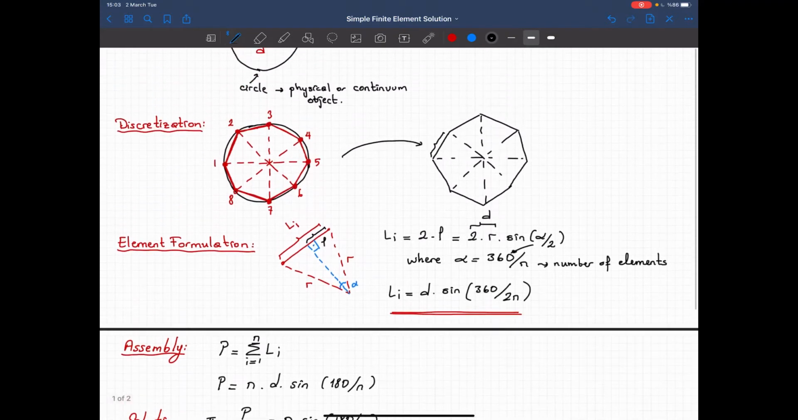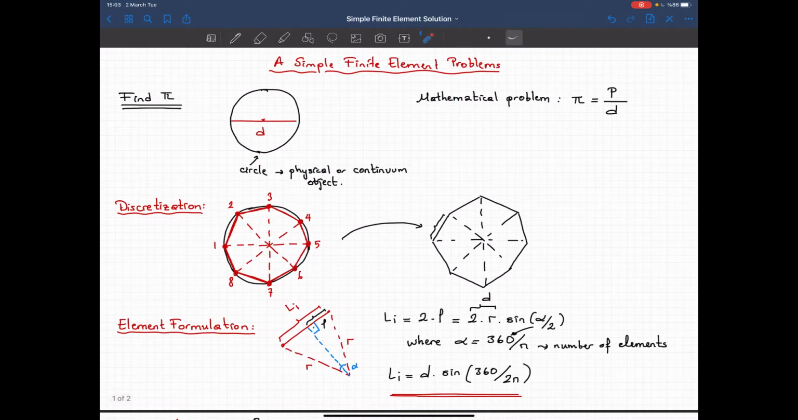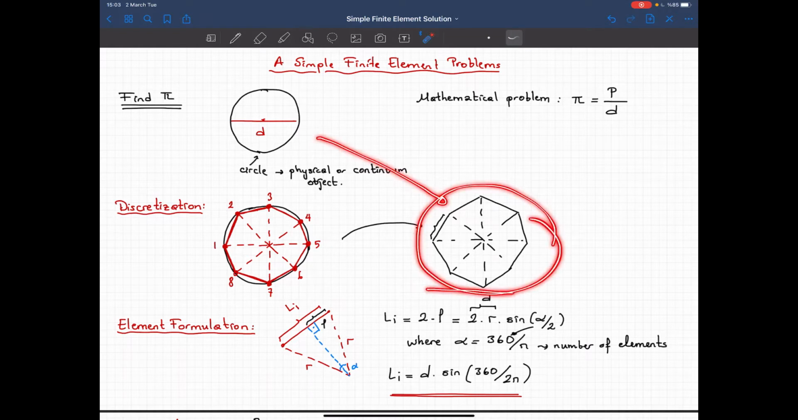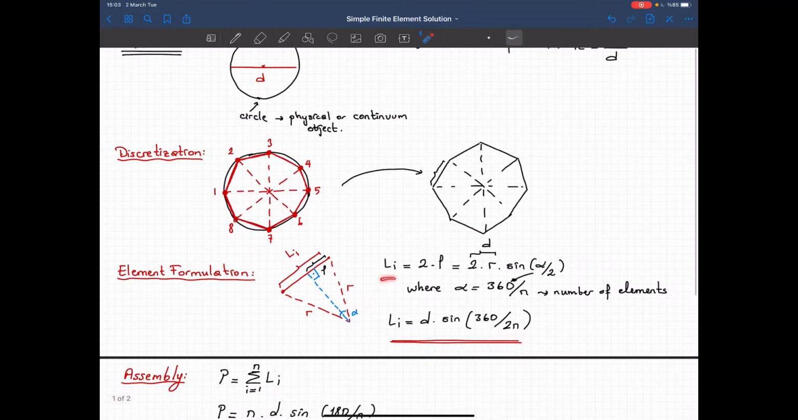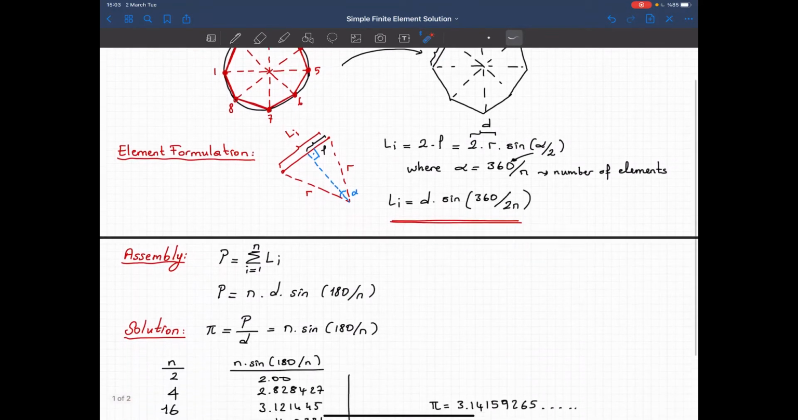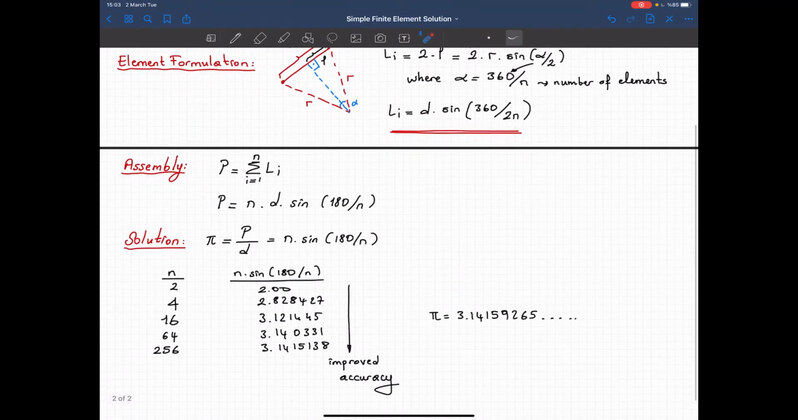Now let's again overview what we did here. Now I have an actual structure, right? But when I do the discretization, now the structure will look like this. This is mathematically the problem that I'm solving. It's not this one, it's the idealized structure. So there's some approximation involved here. In our formulation, there's no approximation, so we can directly calculate the length of the member. And here we can visually say that as I increase the number of elements, I have improved accuracy.